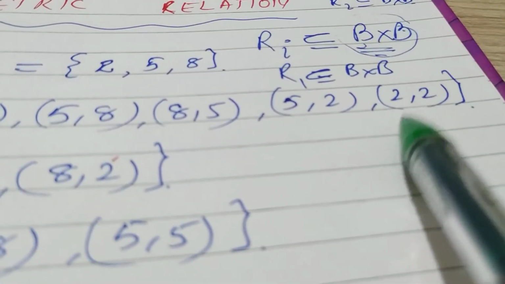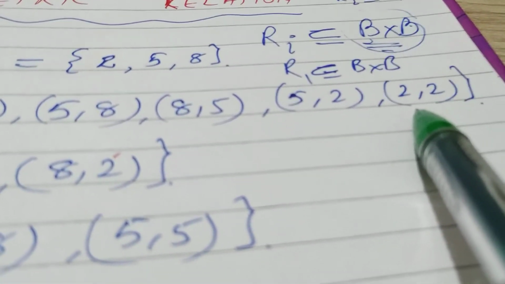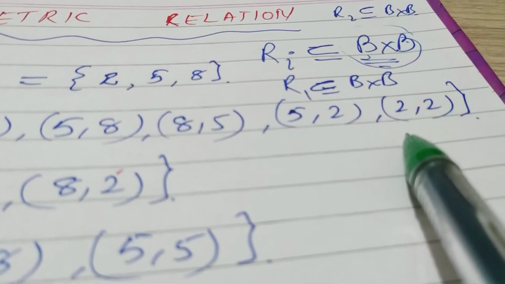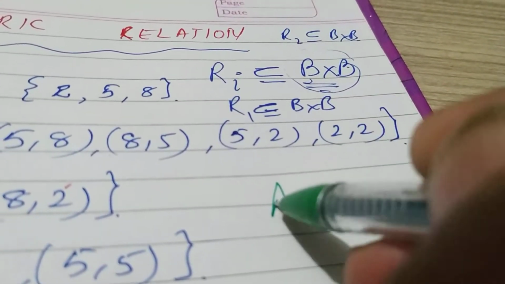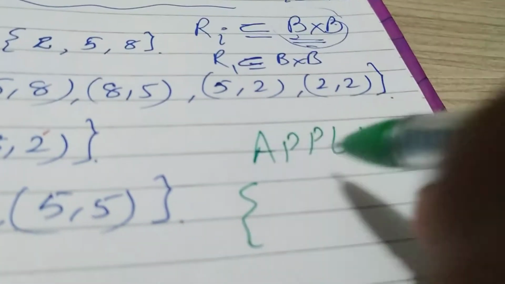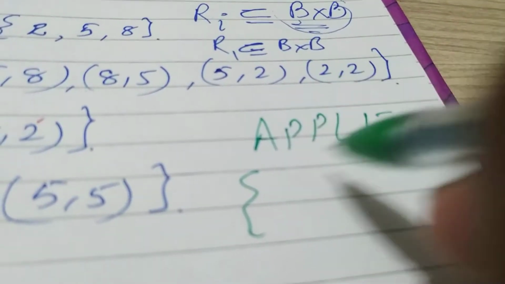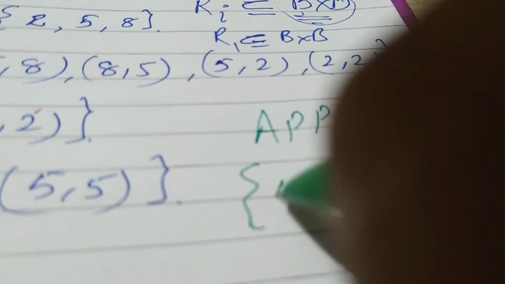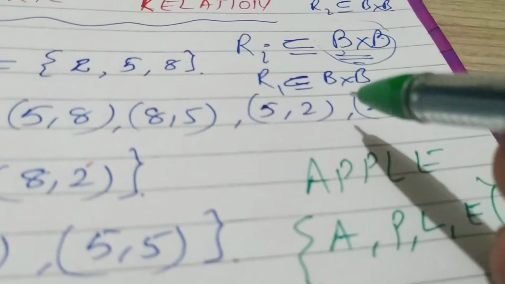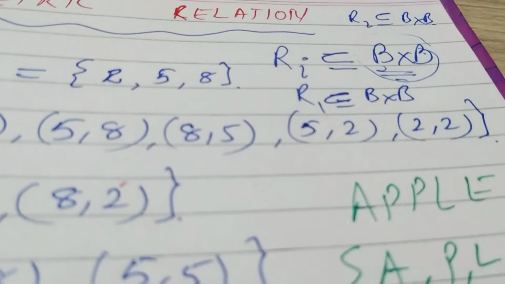Because in set notation, we write elements. We do not write elements in repeating form. We write only once. Suppose I want to write the set of all letters of the word apple, then I'll write P only once. I'll not repeat it.